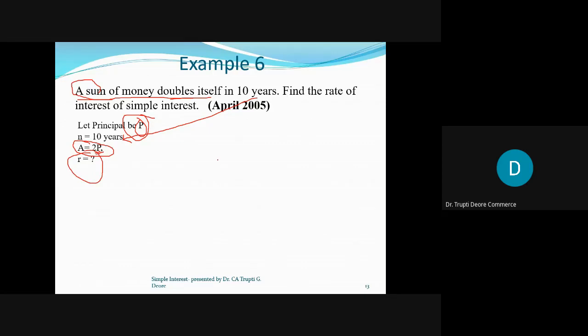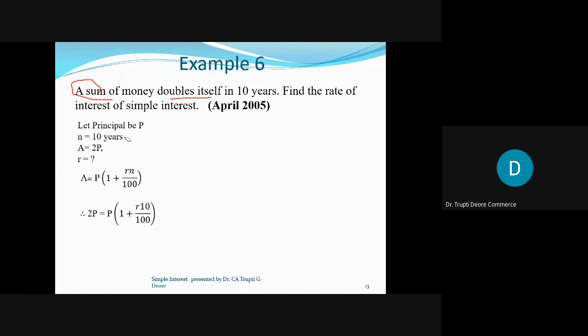For every problem you have to follow the steps because there are marks for every step. Up to here, understood? We assumed the principal as P, that is, the sum is P. Then the amount becomes double the sum, so the amount becomes 2 into P. So we have A, we have P, we have N, so we have to find R. So we use the formula A is equal to P plus I, or whatever formula you want to use. Just put these figures in it.